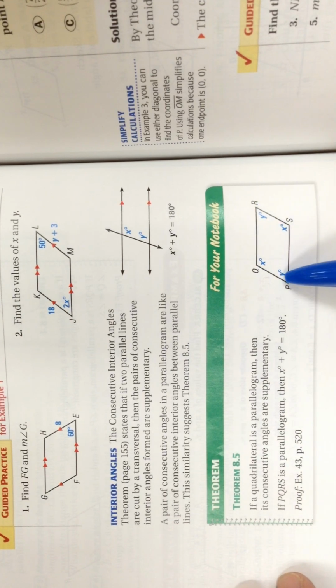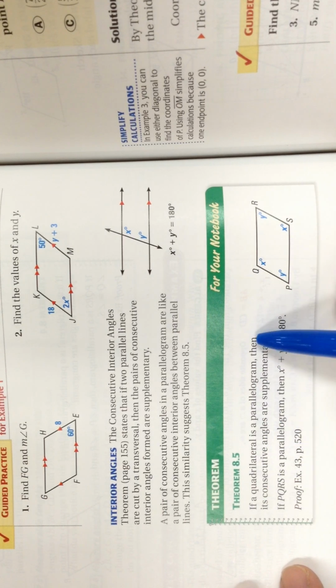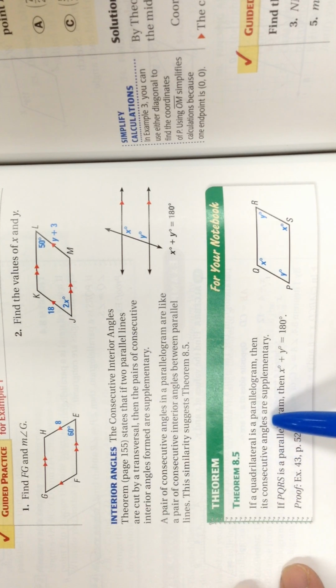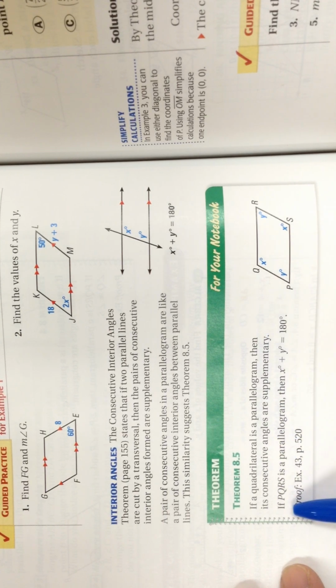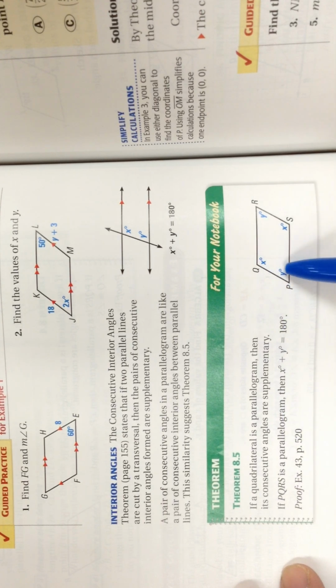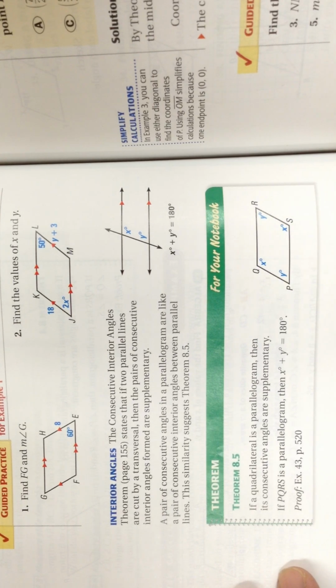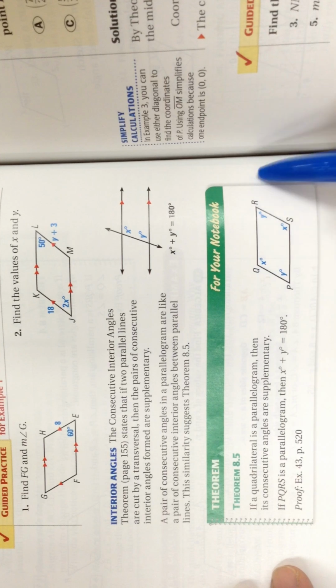So when you have a parallelogram, the consecutive angles would be supplementary. So again, if a quadrilateral is a parallelogram, then its consecutive angles are supplementary. So if PQRS is a parallelogram, then angle X plus angle Y equals 180. So this two would be 180, this two would be 180, this two would be 180. Because all these are parallel lines, right?